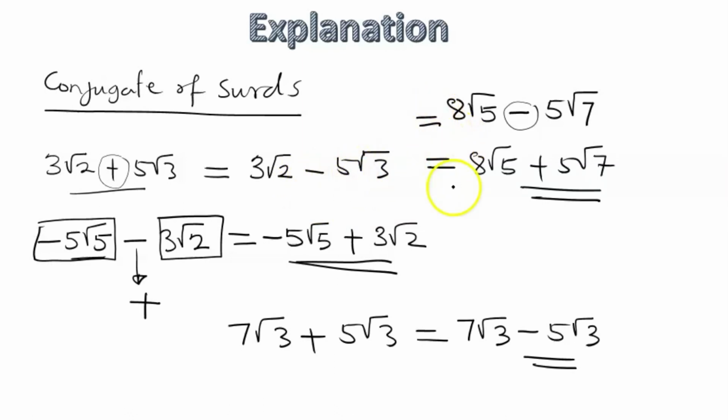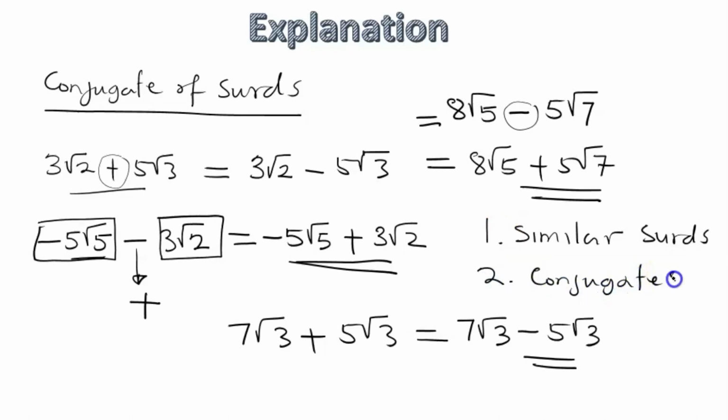There will be a time when we'll be asked to rationalize. When you know how to find the conjugate of a surd, you're also able to recognize surds that are similar, and then you'll be able to add them and subtract them. So we have a recap of what we have discussed so far. We have looked at similar surds, and we've also looked at conjugates of surds. Very important.